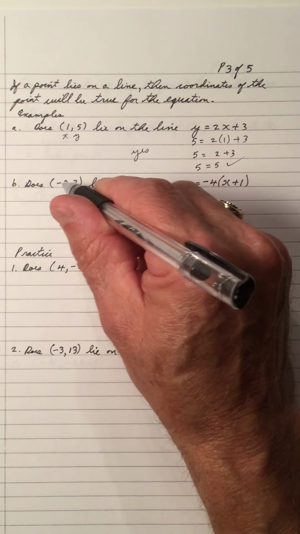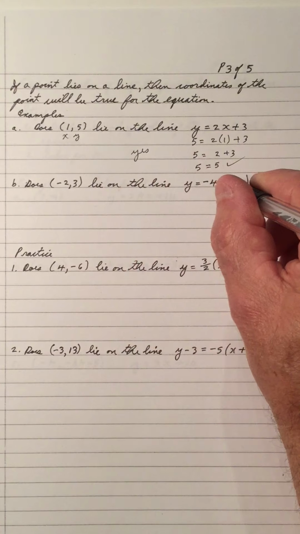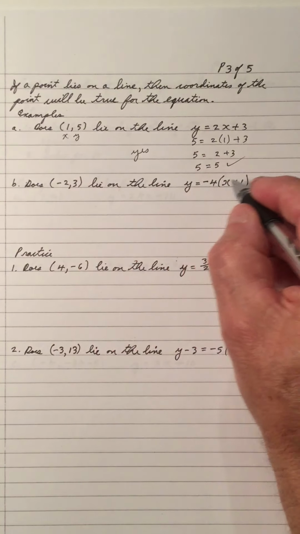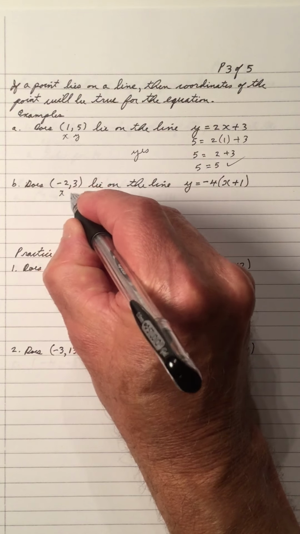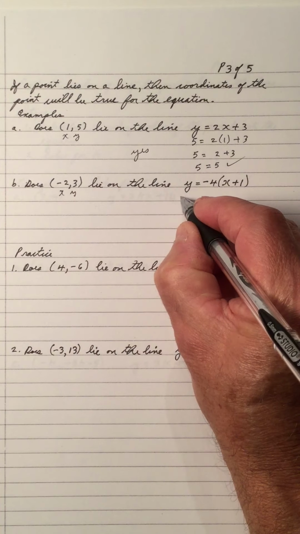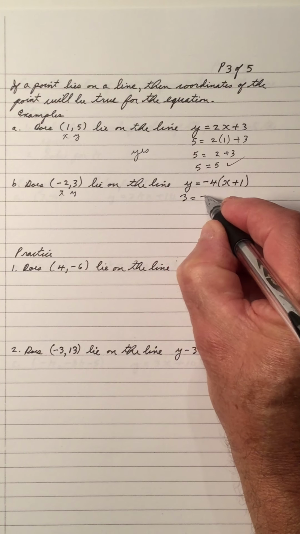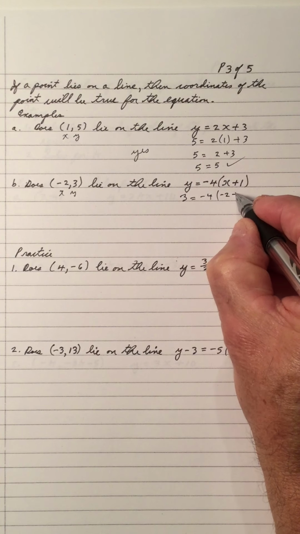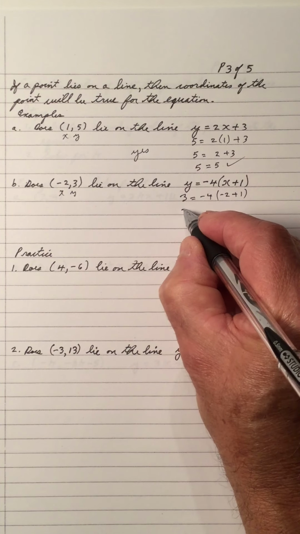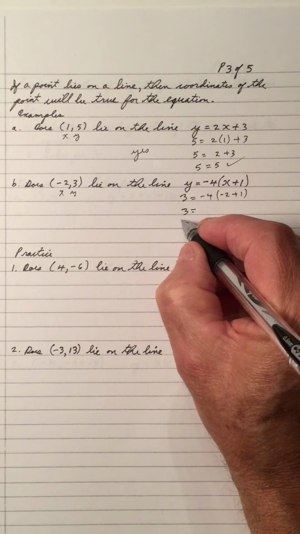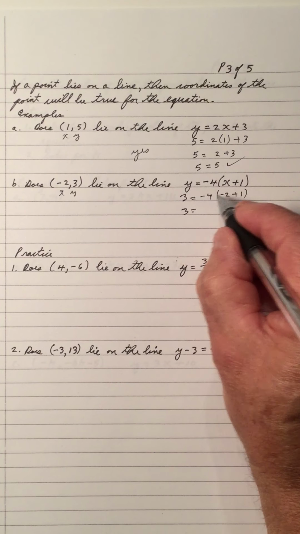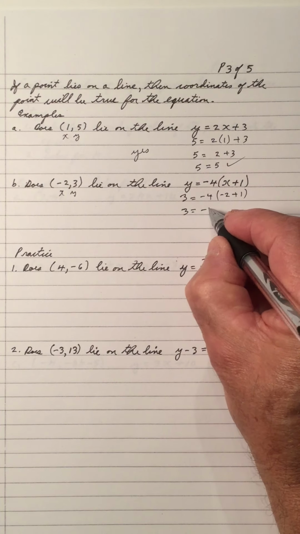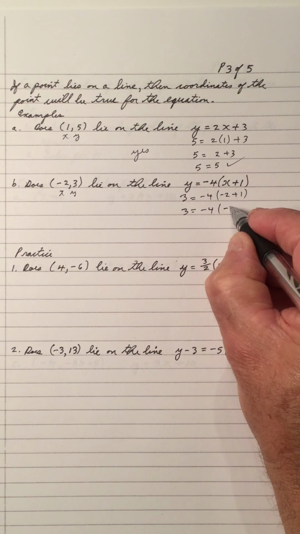Does this point, negative 2, 3, lie on this line, the equation representing the line? So that's x and that's y. So y is 3, x is negative 2, so we sub in negative 2. Now we have the left side simplified fully, but in BEDMAS we have to do the inside of the brackets first, which is a negative 1.